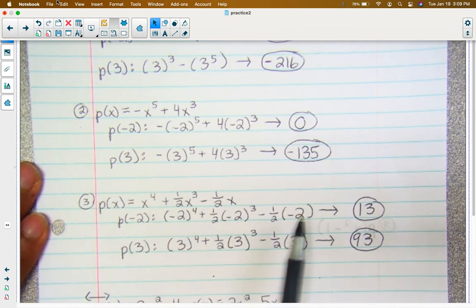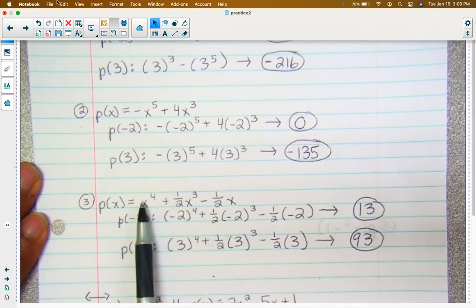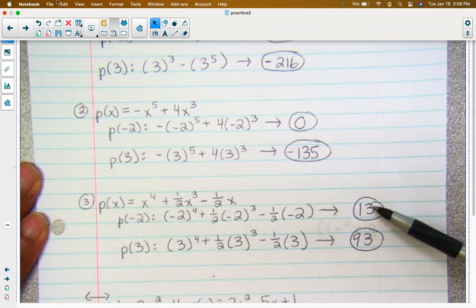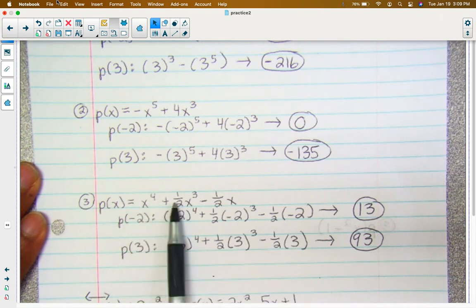So every place I see x, I'm going to get rid of the x. I'm going to plug in -2. I got 13. Every place I see an x, I'm going to get rid of the x, and we're going to plug in the number 3, use Desmos, and get our answer.